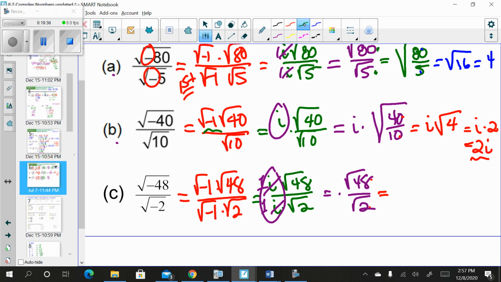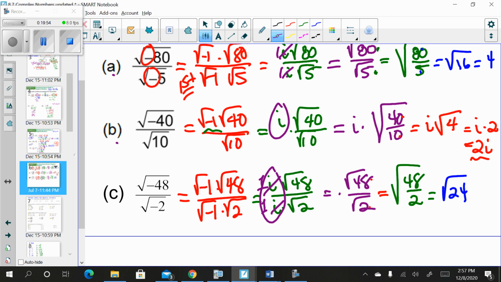So what I'm going to try to do is divide first and then take the square root and see if that's any easier for me. So 48 divided by 2, that would be 24. Now I know that doesn't get me to a perfect square. 24 isn't a perfect square, but at least it's not a fraction anymore.